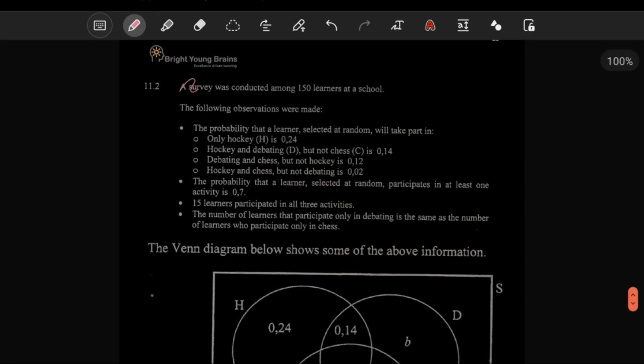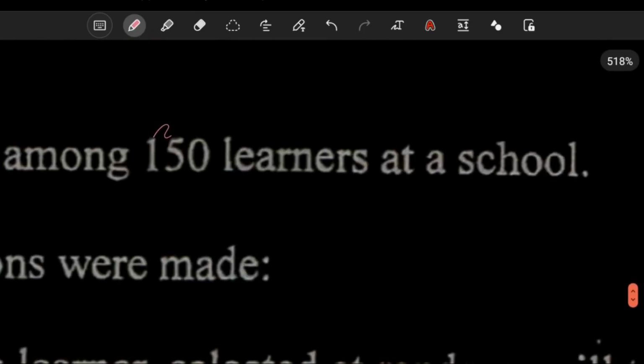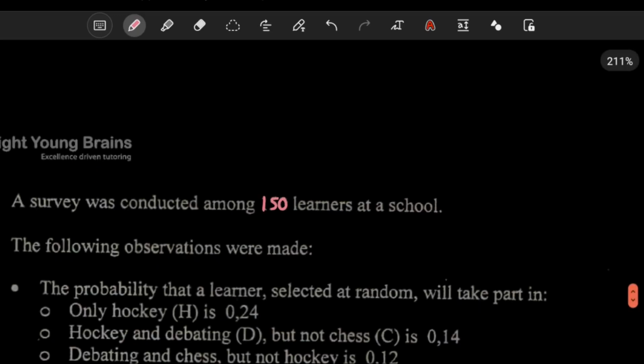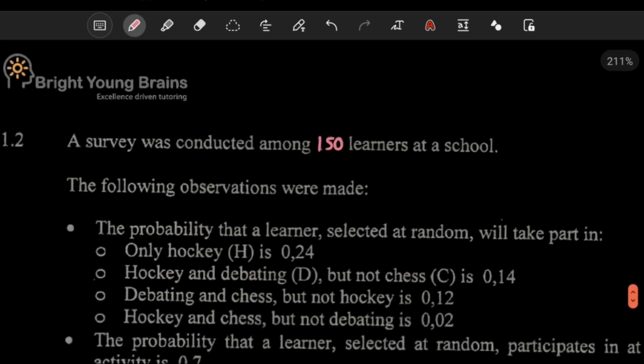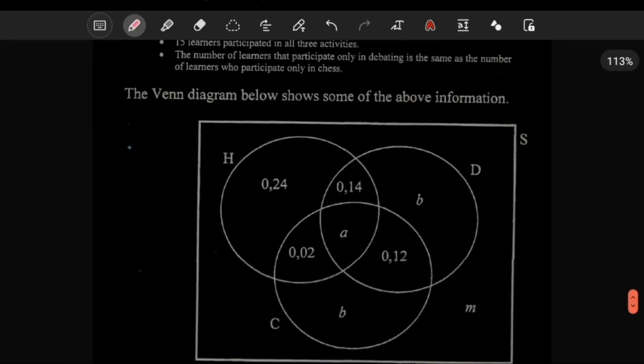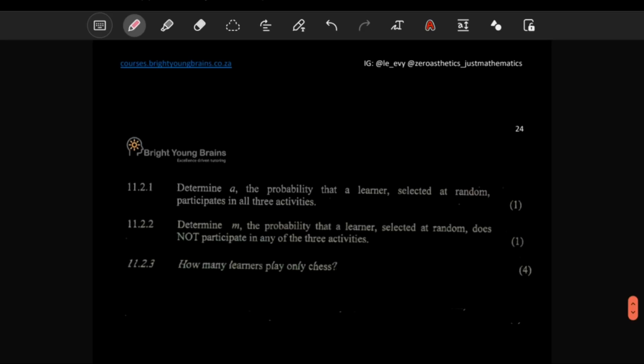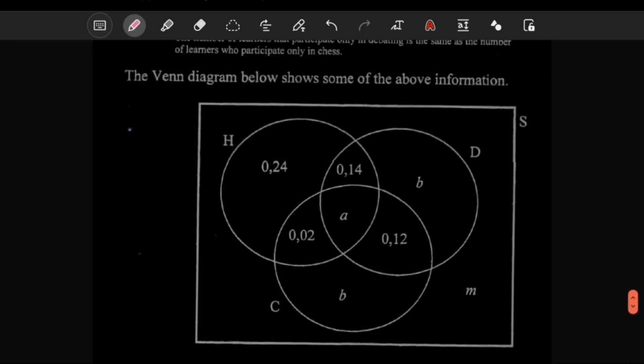So it says a survey was conducted among 150 learners at a school. Okay, fine. So 150 learners are part of this survey, and then they say the following observations were made. Interesting stuff. The good news is, we're going to analyze this Venn diagram as best as we can, because while doing that, I'm pretty sure we'll be answering these questions without even thinking about it.